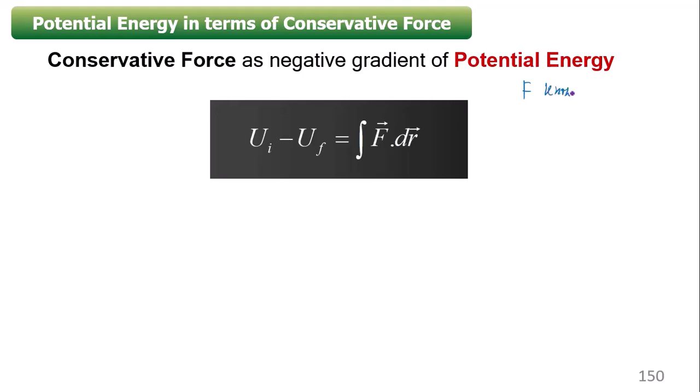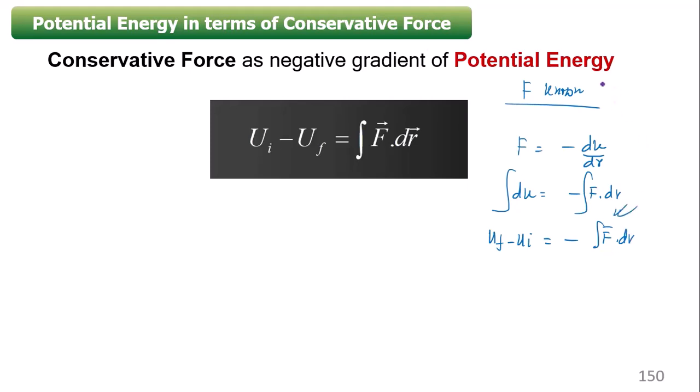Now we want to calculate the U number. For that you know that F equals minus dU/dr, in terms of r. Here r is the displacement vector that I have to use depending on the nature of the force. So ultimately dU should be equal to minus F dot dr. Integrating this, U final minus U initial should be equal to minus the integral of F dot dr. Since F is known, I have to do the integration, so the right hand side is known.